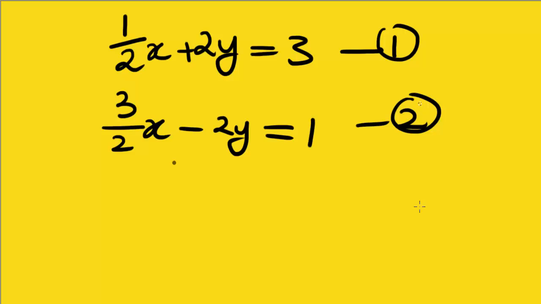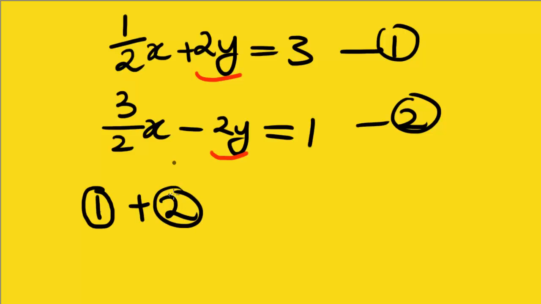I think it's easier in this case because if you look here in equation 1, you can see 2y, and if you look at equation 2, you can also see 2y. Because you have two terms with the same component, 2y and 2y, you don't worry about the signs. When you have situations like that, elimination is easy. Easier than substitution.